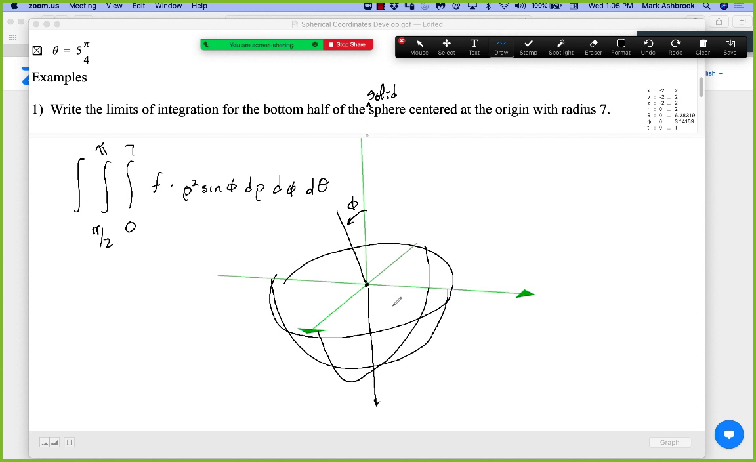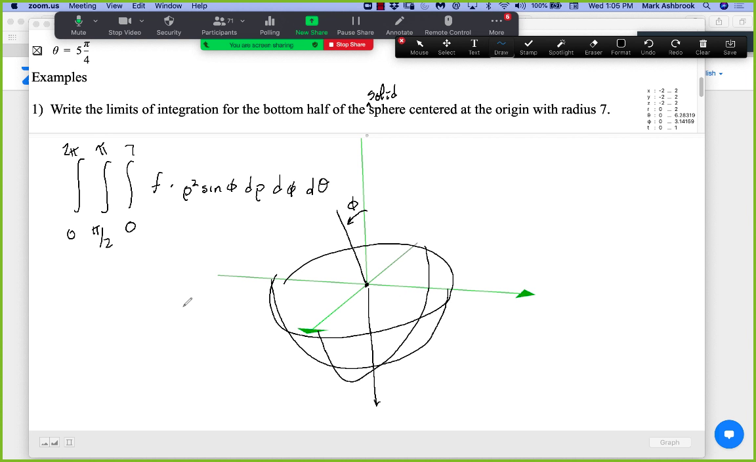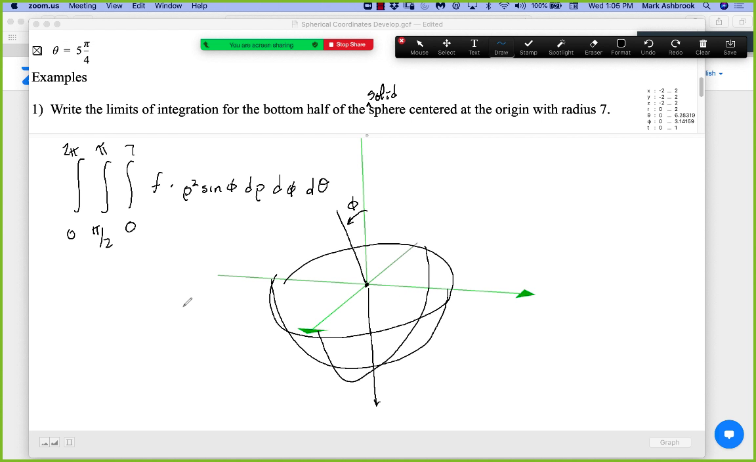Okay, what about theta? 0 to 2 pi. Yeah, for theta, it's our standard angle. We just need to go all the way around. Questions on setting up the spherical triple integral for this one?